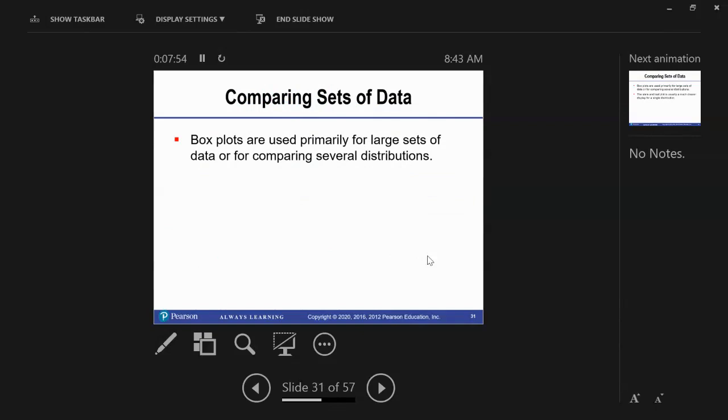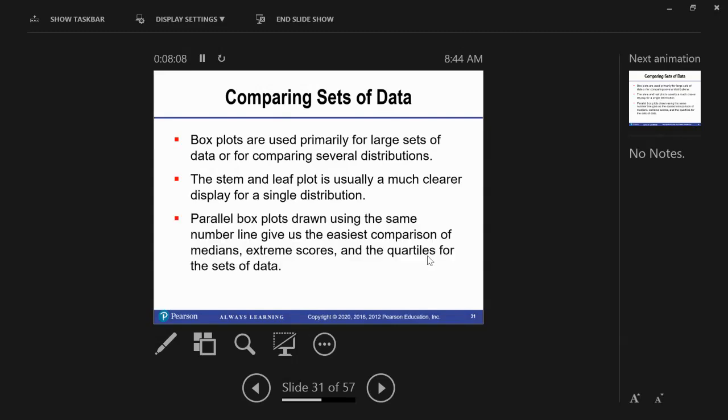Okay, box plots are used primarily for large sets of data or for comparing several distributions. But the stem and leaf plot that we talked about last week is usually a much clearer display for a single distribution. Sometimes parallel box plots drawn using the same number line will give us the easiest comparison of medians, extreme scores, and the quartiles for the sets of data.